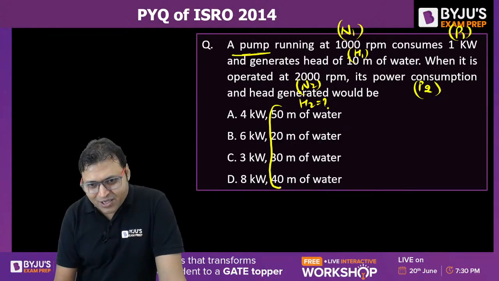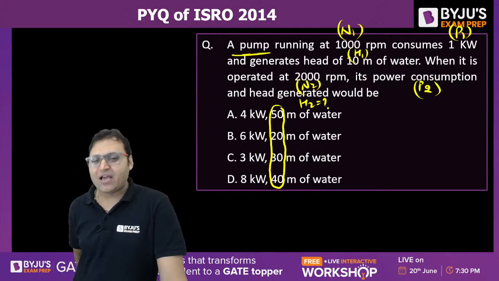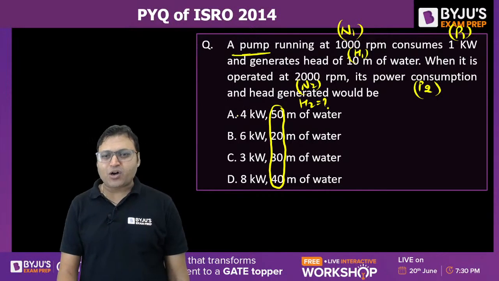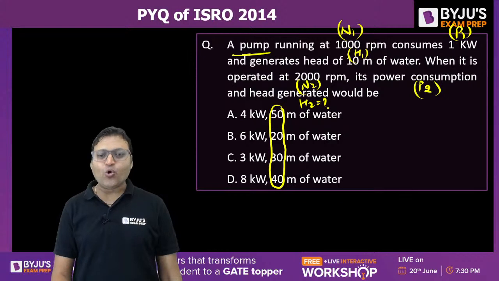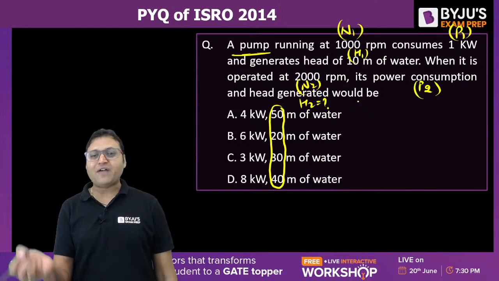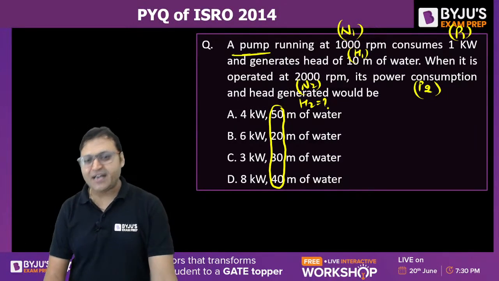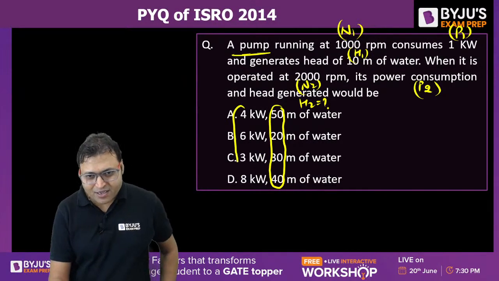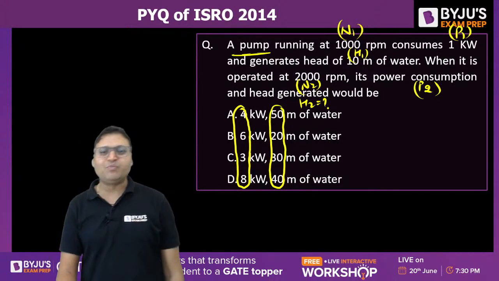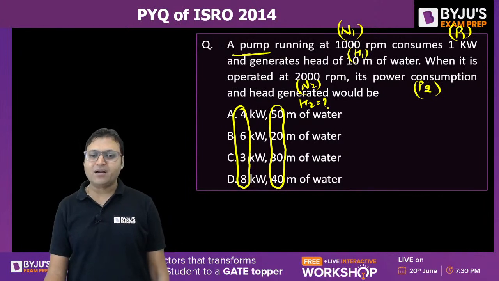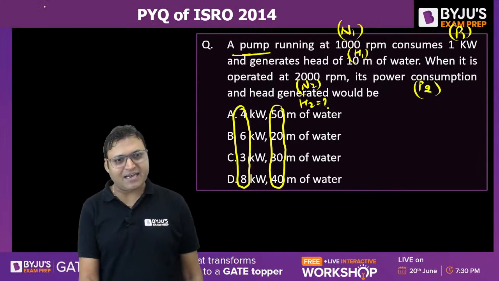If you observe the head, you will find different values in each and every option. So if the power consumed is the same in two or more options, but the head is different in each and every option, then you need to find out the head. Generated head, so no need to find out the power developed. Are you getting the point? Here you can see the head and power consumed are having different values in each option. Either you calculate power or head, you will be able to select the right answer. Let us start with this.